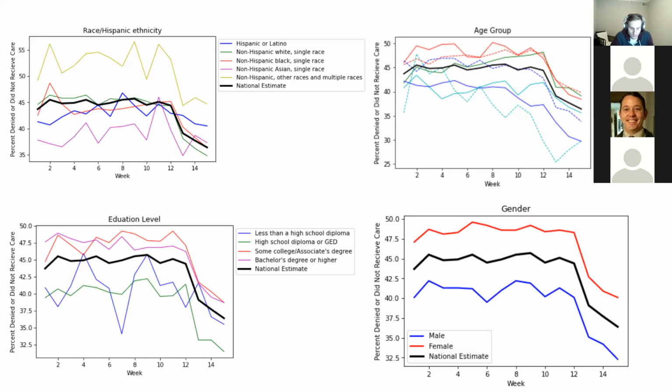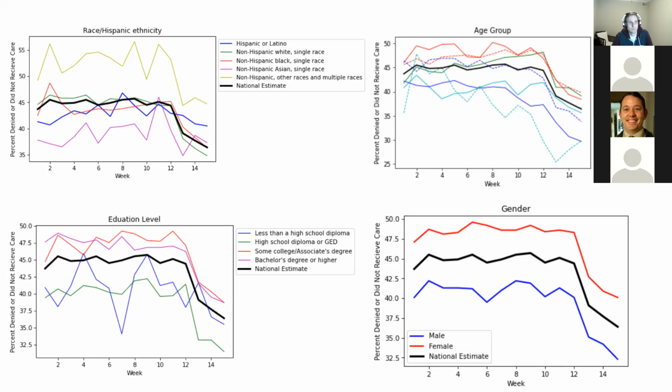Underneath that is education level. We have the national estimate in here, and then we've got less than a high school diploma and a GED below the national estimate, and then those with higher levels of education reported higher instances of reduced access to care, which I found to be particularly interesting.